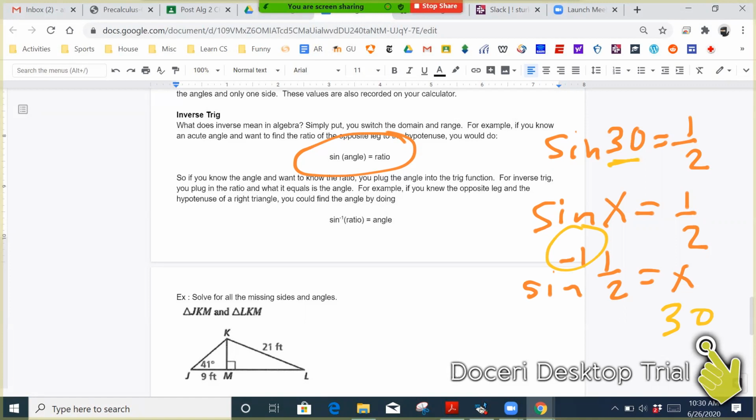So if you don't know what the input is, you can use the inverse to flip the input and the output, right? And I'll show you what I mean by that, but pretty much you're going to use inverse when you're looking for an angle and just use sine, cosine, tangent when you're looking for the ratio.